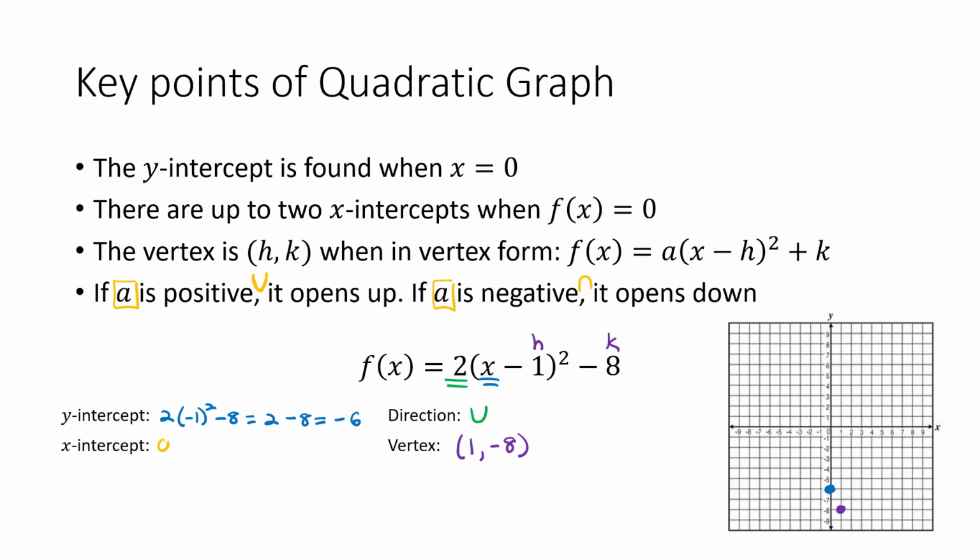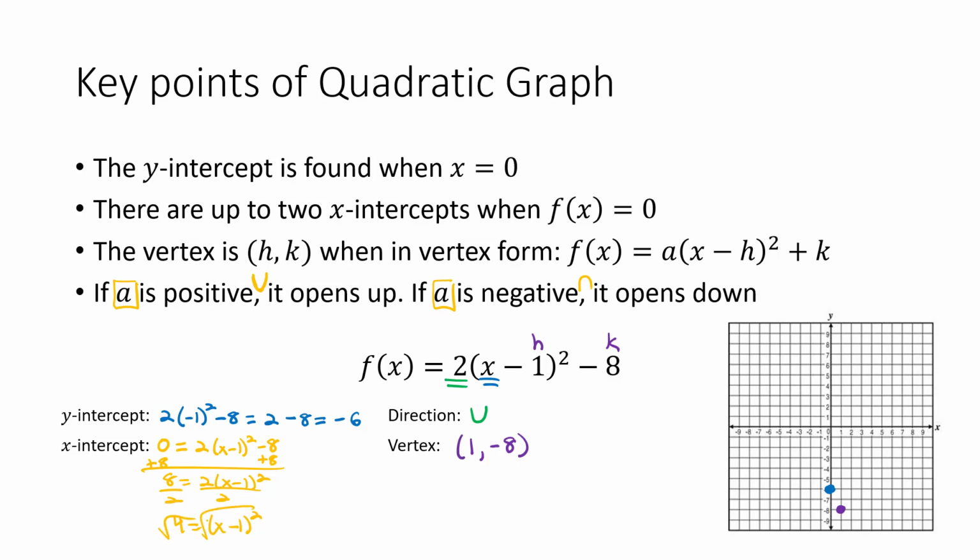To find the x-intercepts, we make everything equal to 0. So we have 2 times x minus 1 squared minus 8. If I add 8 to both sides, we get 8 equals 2 times x minus 1 squared. Divide both sides by 2, and I get 4 equals x minus 1 squared.